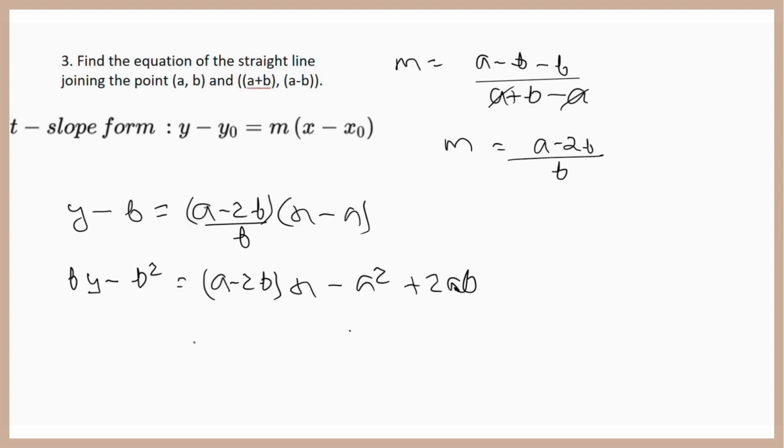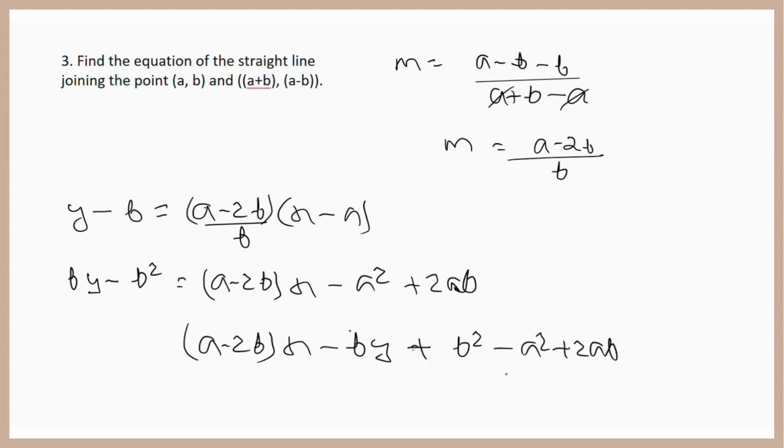Now rearranging them to write in the standard form, this is a minus 2b times x, transposing this to the left hand side, it is minus by, transposing b square as well to the other side is going to be positive b square. So positive b square, negative a square, and plus 2ab. Right, so we can see that this is our final answer. And this is equal to 0, keeping everything on the right hand side.